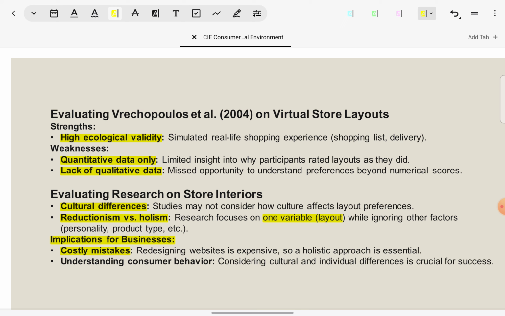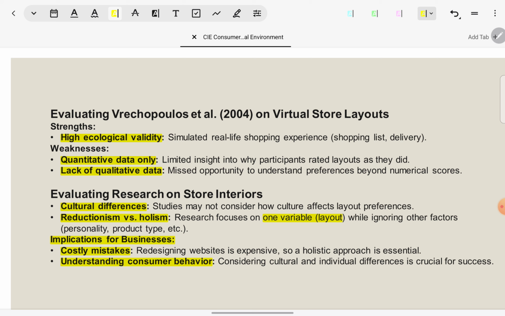So what they should do right from the beginning, they should do their research, which type of items they are selling, which virtual layout would be best for the items they are selling, and make that right from the beginning rather than having to redesign later. That would save them a lot of cost.